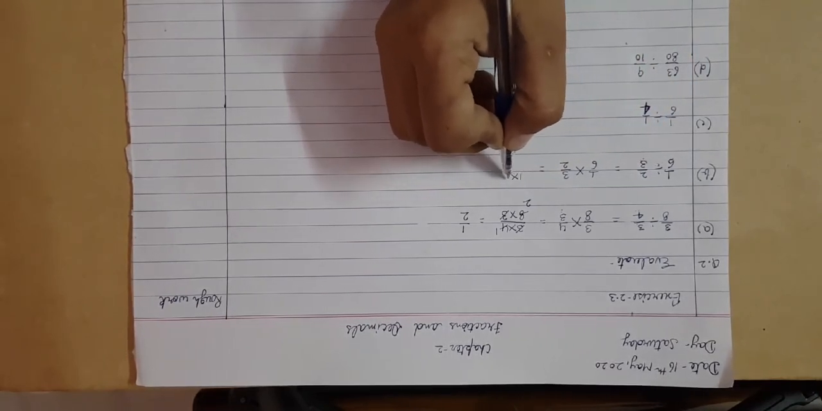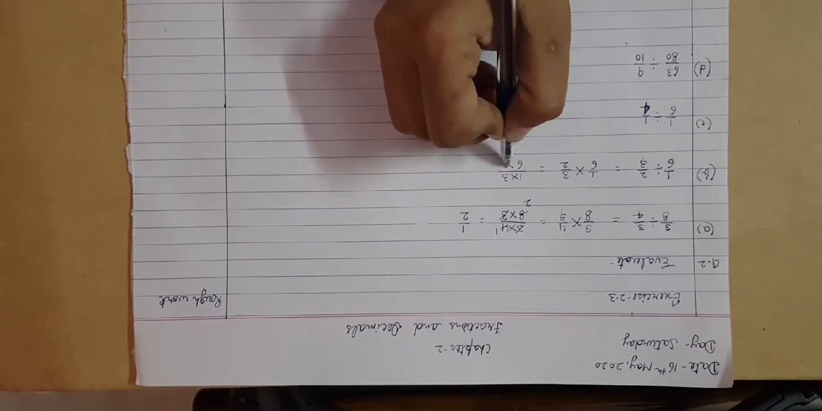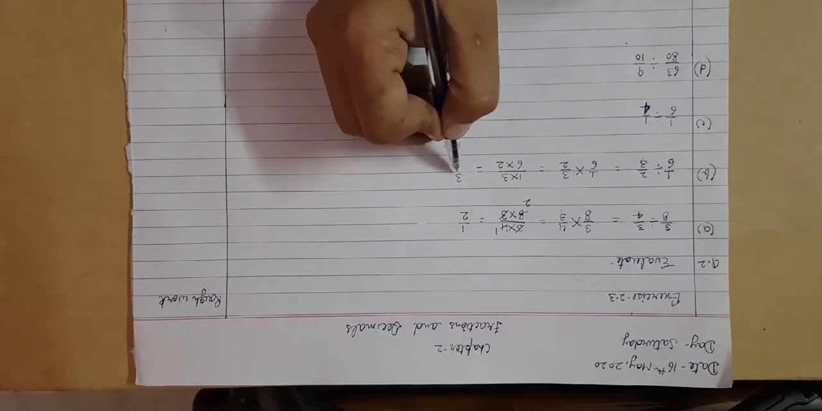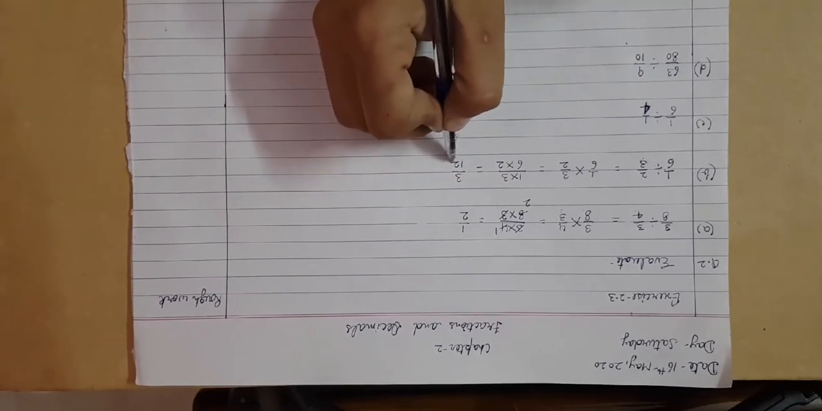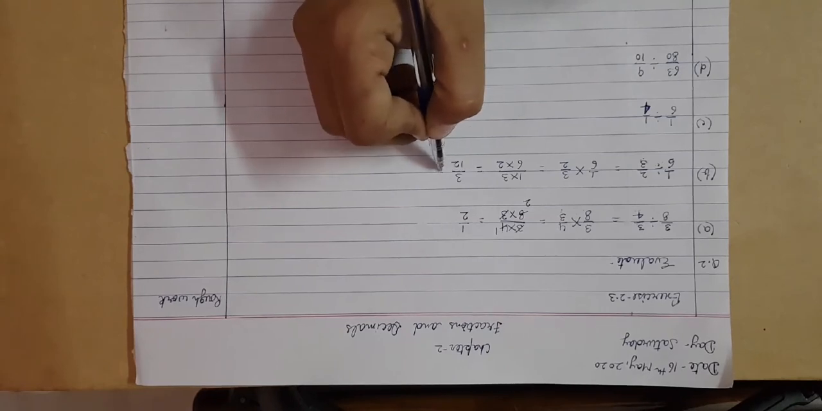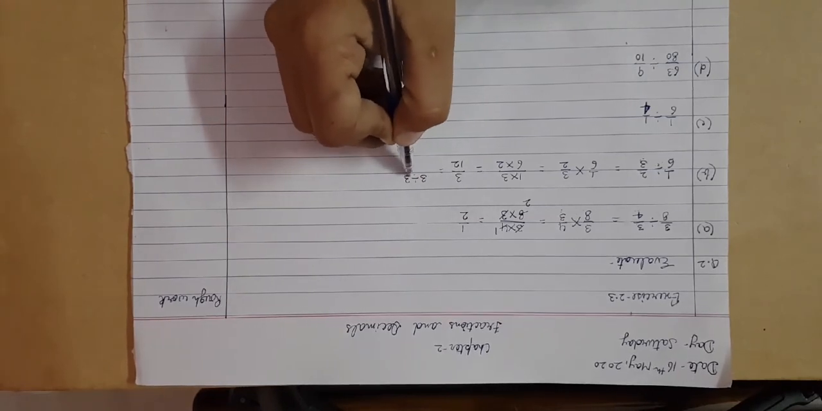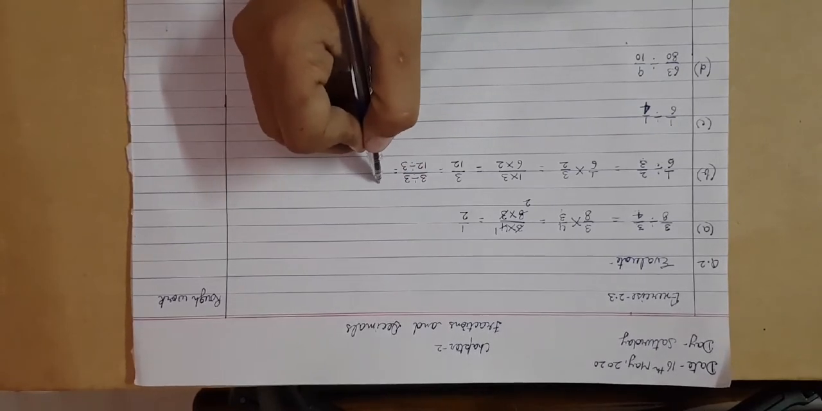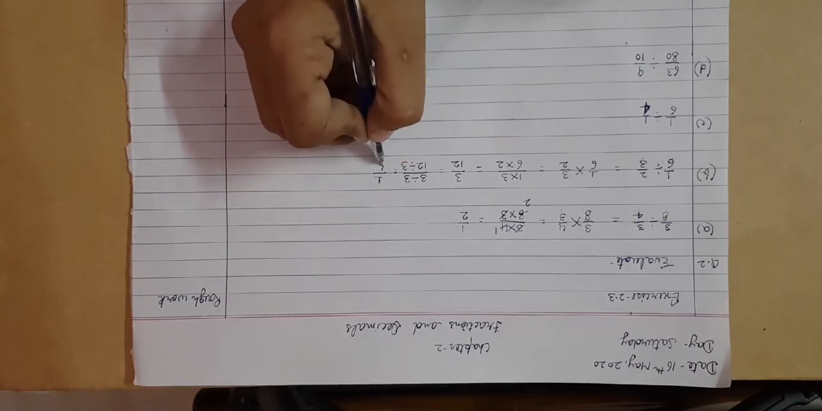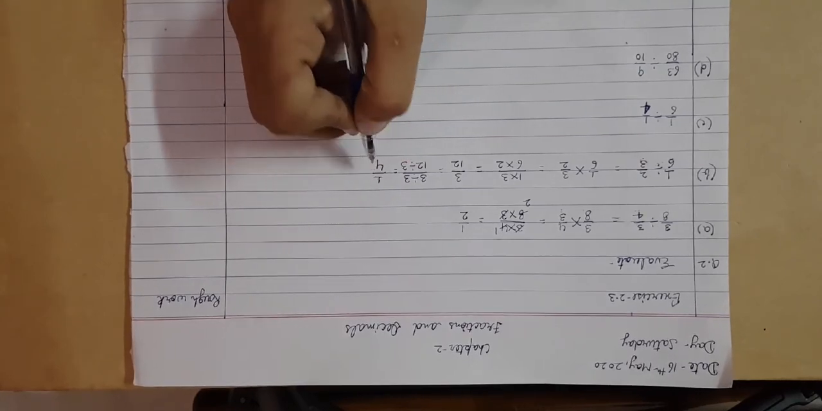Now 1 into 3 divided by 6 into 2. 3 ones are 3, 6 twos are 12. Here you can see 3 and 12 have a common factor, that is 3. If I divide both of them by 3, then I will get the answer. It will be 1, 3 divided by 3 will be 1 and 12 divided by 3 will be 4. So 1 upon 4 will be the answer for this division.